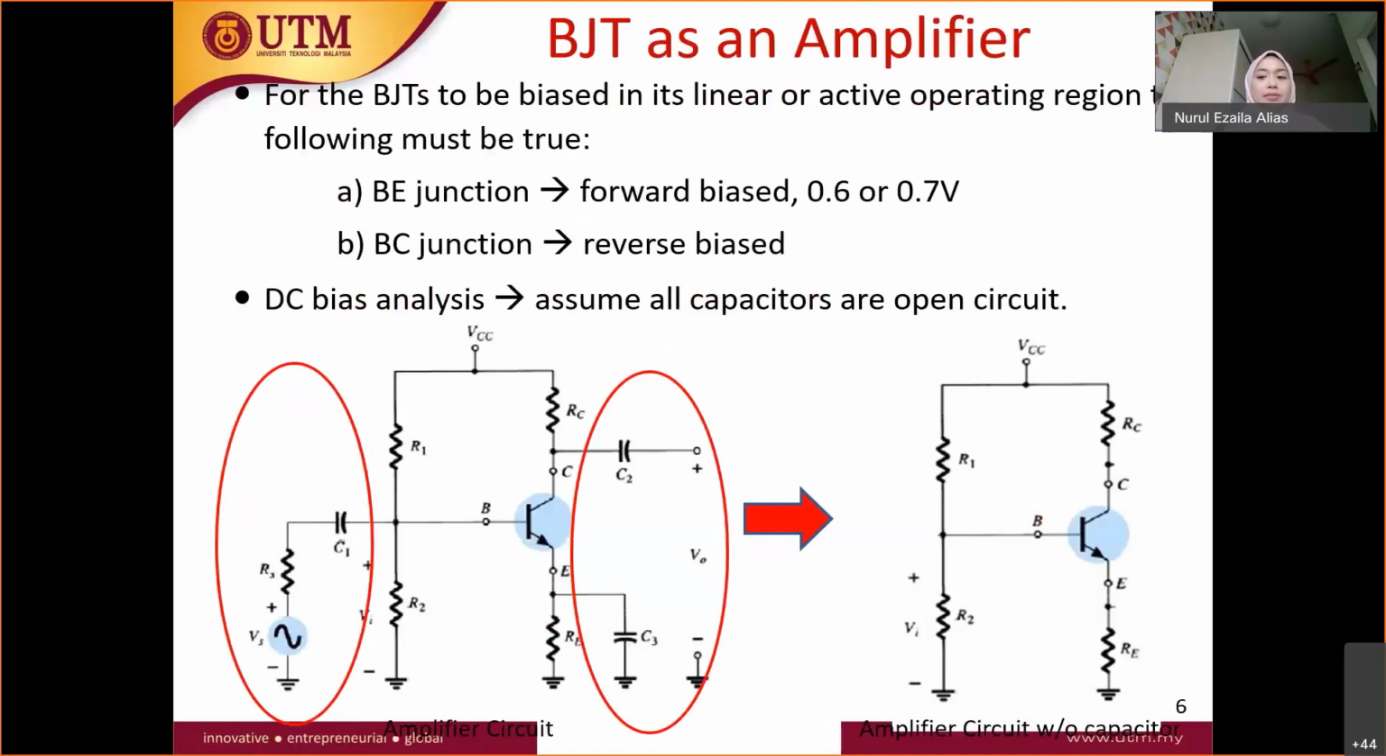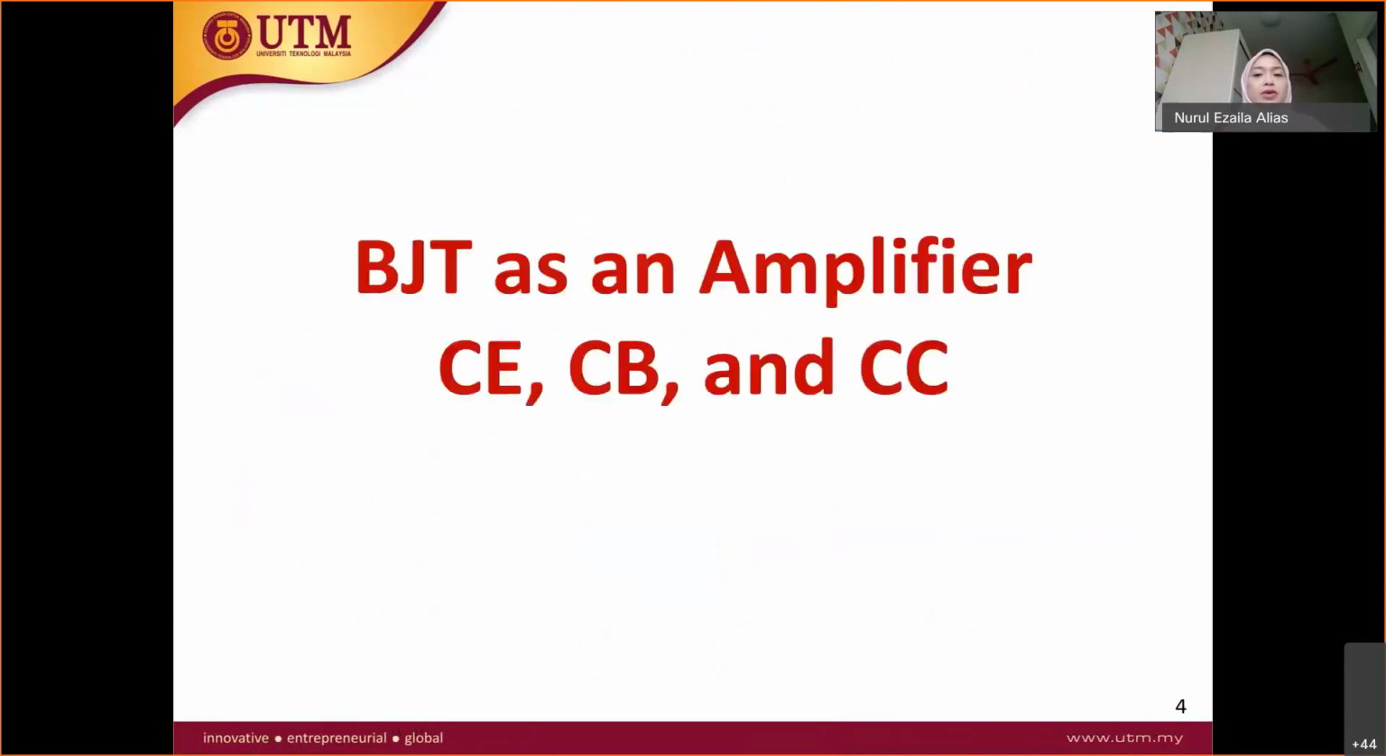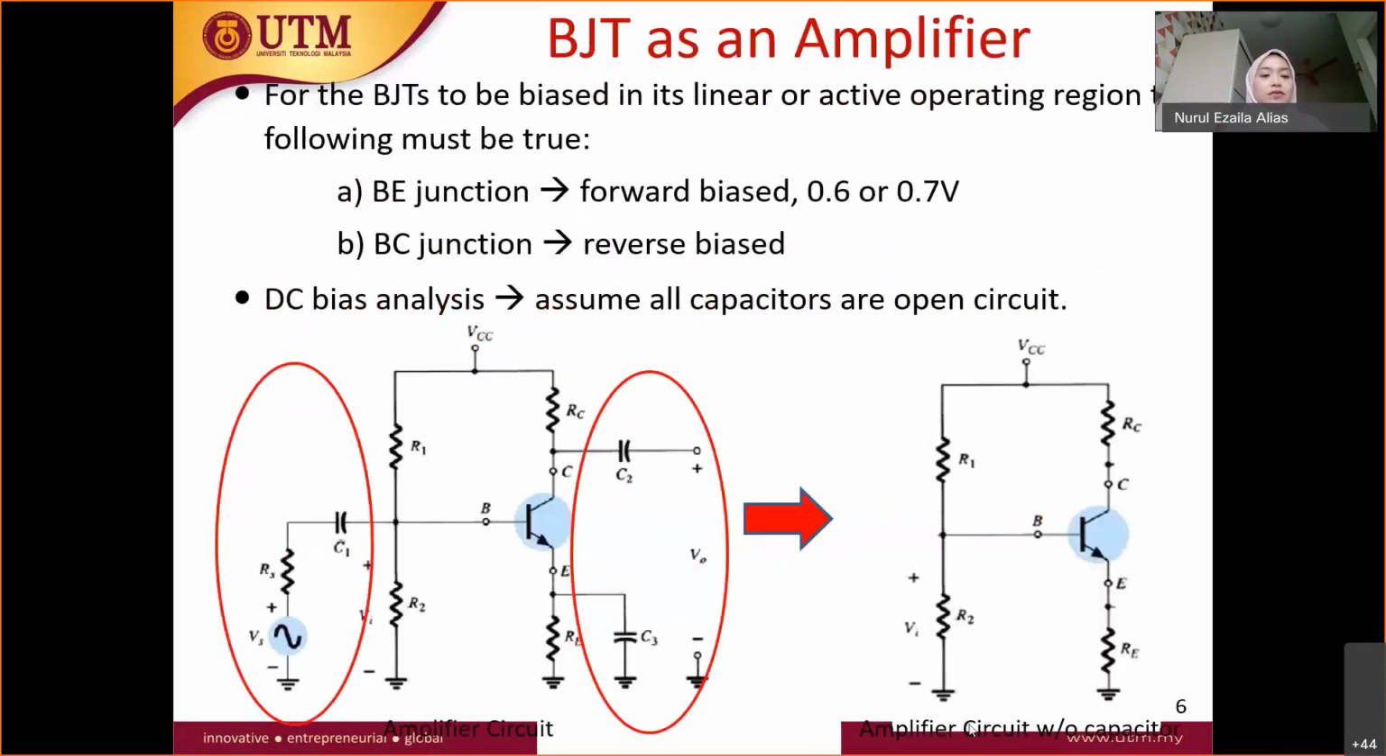For the common emitter, in the syllabus we will cover only the common emitter. Common emitter means that the emitter is grounded. So this is one example of an amplifier circuit. A complete BJT circuit or amplifier must have capacitors. In your syllabus, you will be analyzing the DC part and also the AC part.